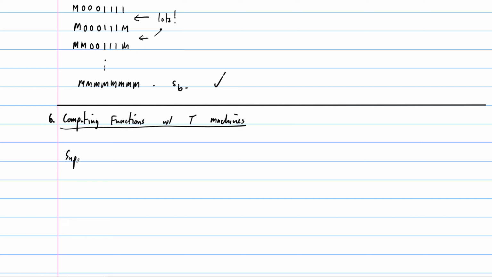So let's suppose a Turing machine, given an input x, halts on the string y. So what I mean is, given a tape with the input string x written on it, the machine halts on the string y.